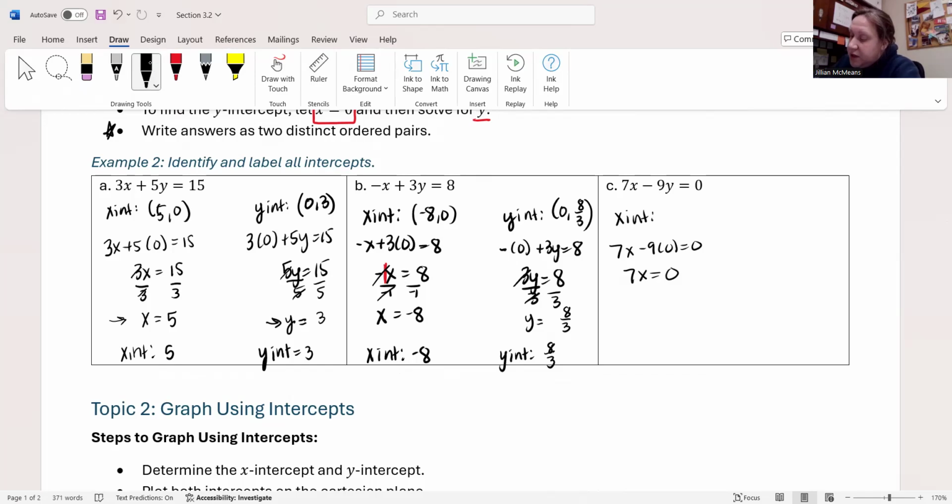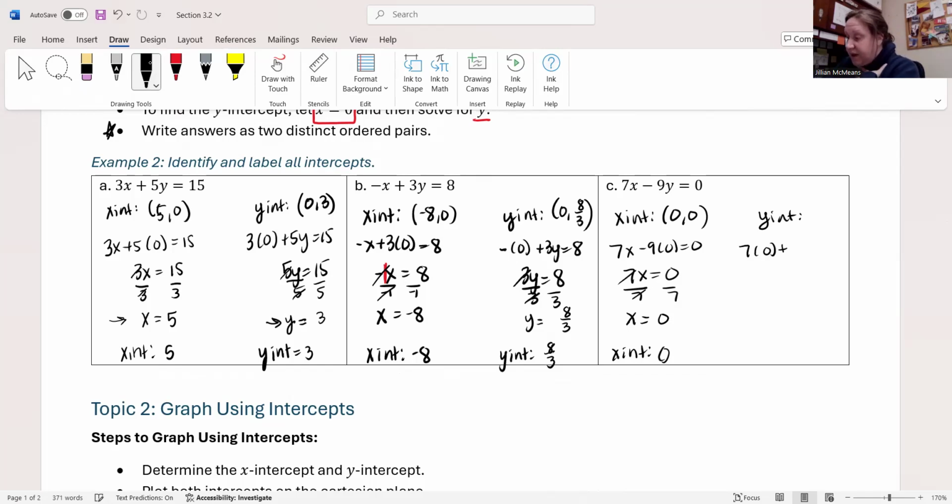But further, we could just divide both sides by 7. 7 divided by 7 is 1. 1 times x is x. And 0 divided by 7 is 0. So I could say the x-intercept is 0. Which over here, we already let y equal 0, x equals 0, so it's kind of like, all right. Let's go ahead and just do the problem to find the y-intercept. So this time I'm going to let x equal 0.